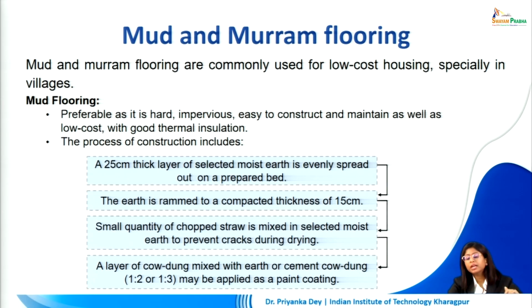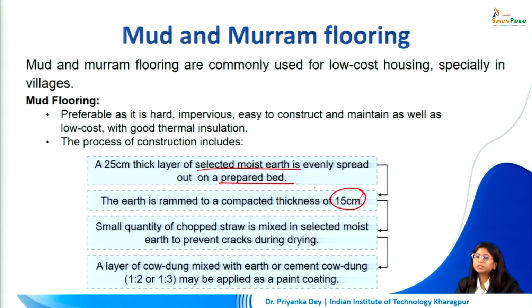We all know that in rural areas, mud houses with mud flooring are really cold even in the summer season. So, it has very good heat insulation properties. The process of construction includes that we first start with a 25 centimeter thick layer of moist earth, and we evenly spread it on a prepared bed. The earth is rammed to a compacted thickness of 15 centimeters.